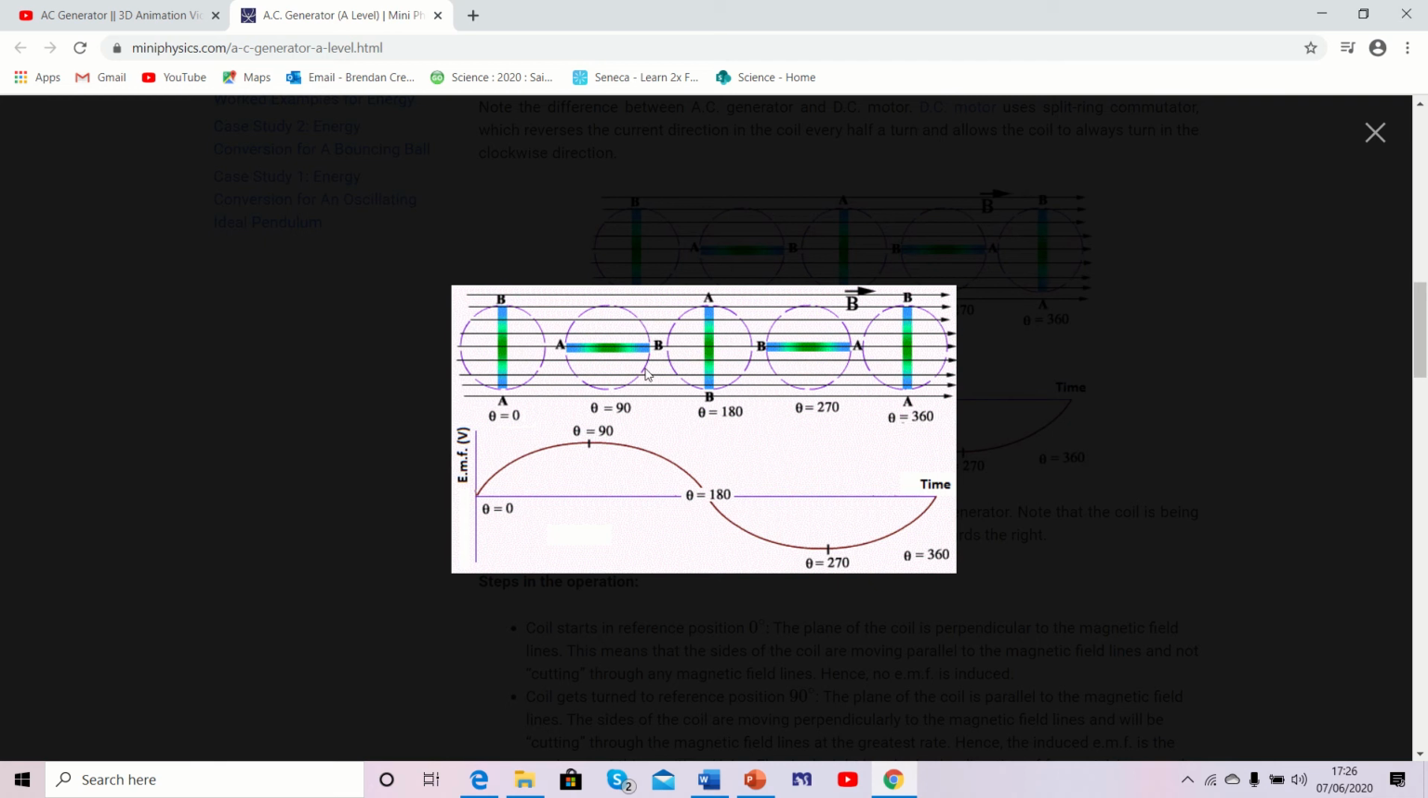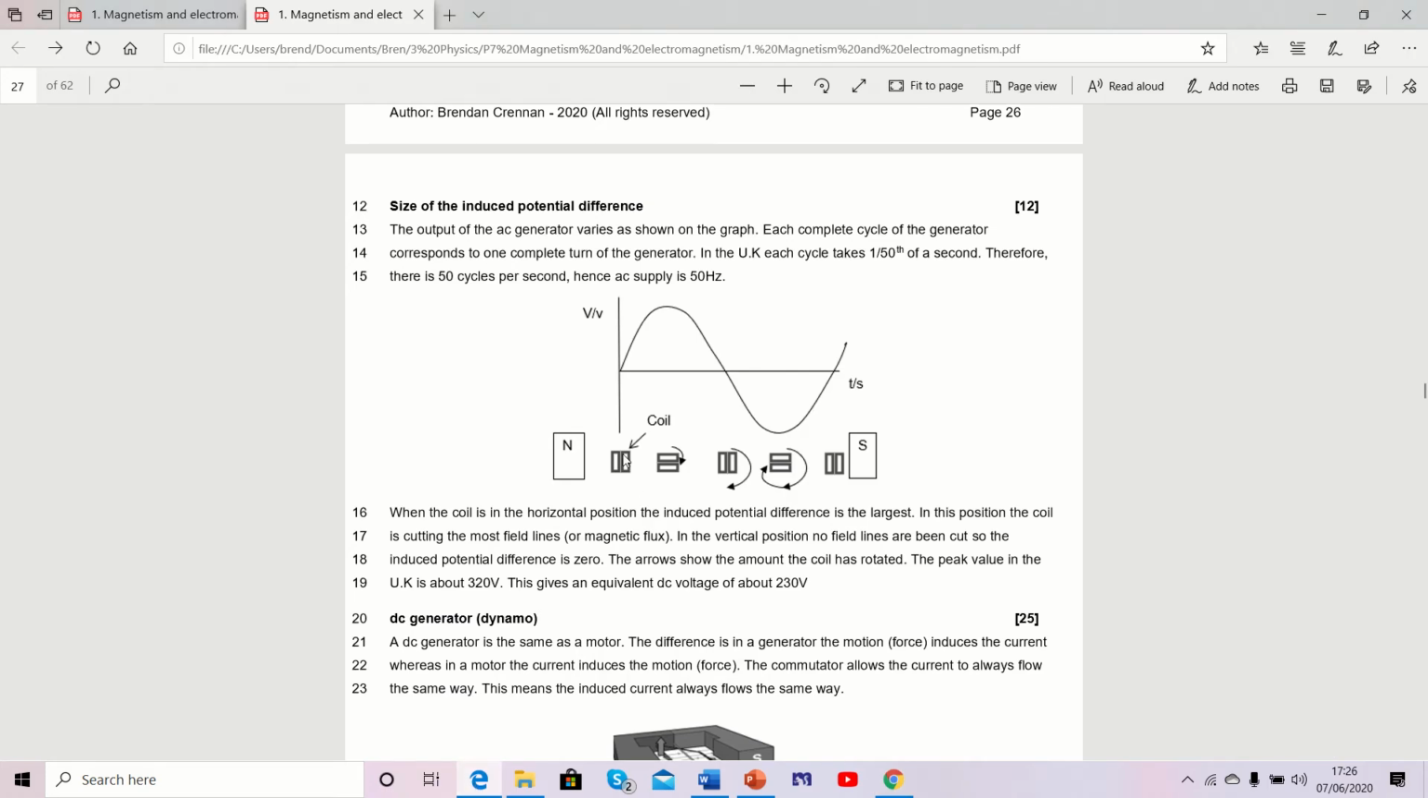So in the horizontal position, more magnetic field lines are cut than in the vertical position. So therefore, in the horizontal position, you induce greater current. And exactly at the horizontal position, you get the maximum current induced. At the vertical position, you get the minimum, which is 0. So that refers to our graph here. In the vertical position, we get 0 current induced.